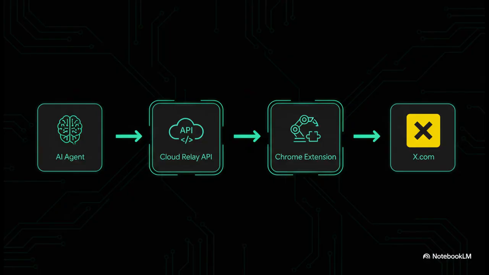The architecture here is actually pretty clever. It's really simple. Your AI agent makes a single API call to the ClawPost cloud. That call then gets relayed to a special Chrome extension that's running in your own browser. And here's the magic. The extension uses your already logged-in session to publish the post. So your agent is basically and securely just borrowing your browser to get the job done. This completely bypasses the need for passwords or those annoying breakable scripts.